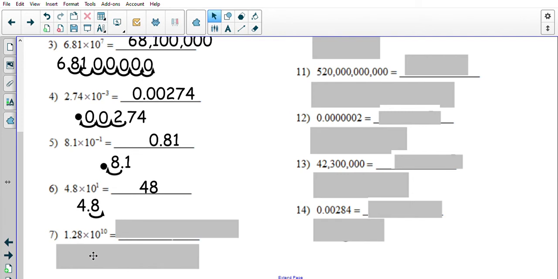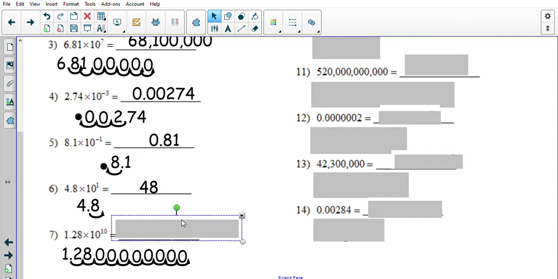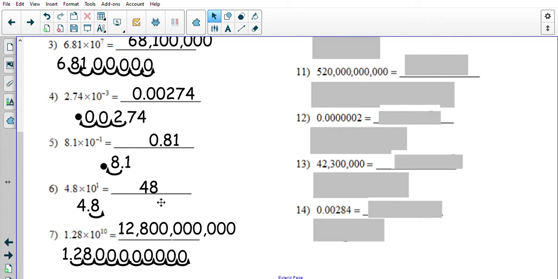Finally, number 7, 1.28 times 10 to the 10th power. Move that decimal point to the right 10 places. So 1, 2. Now we need to go 8 more places. So this number, when we add our commas in here, let's see, we're in the thousands, millions, billions, 12,800,000,000.